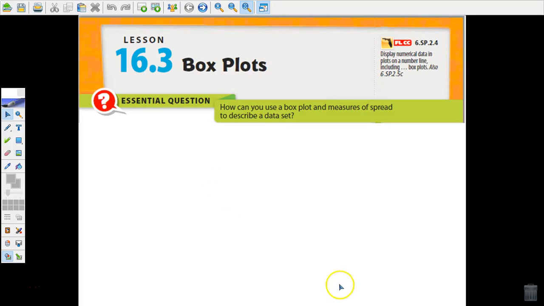So today we've got 16.3 box plots. Okay? Box plots can be a little tough, a little tricky. There's a lot to go over. So everybody be ready to take notes, okay?